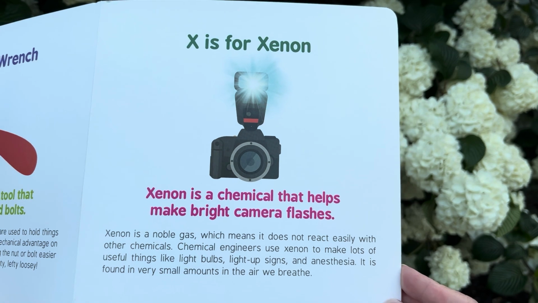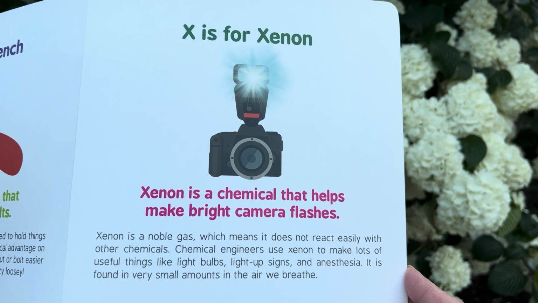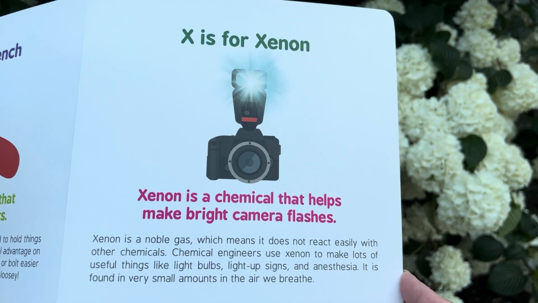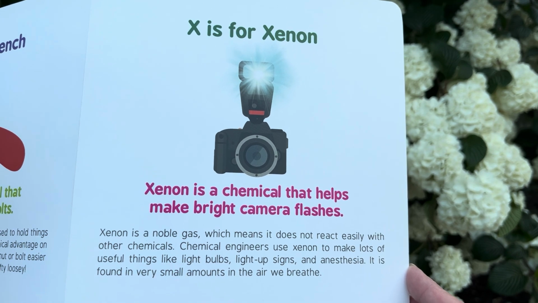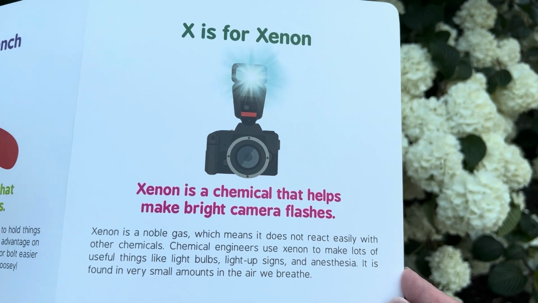X is for xenon. Xenon is a chemical that helps make bright camera flashes. Xenon is a noble gas, which means it does not react easily with other chemicals. Chemical engineers use xenon to make lots of useful things like light bulbs, light-up signs, and anesthesia. It is found in very small amounts in the air we breathe.